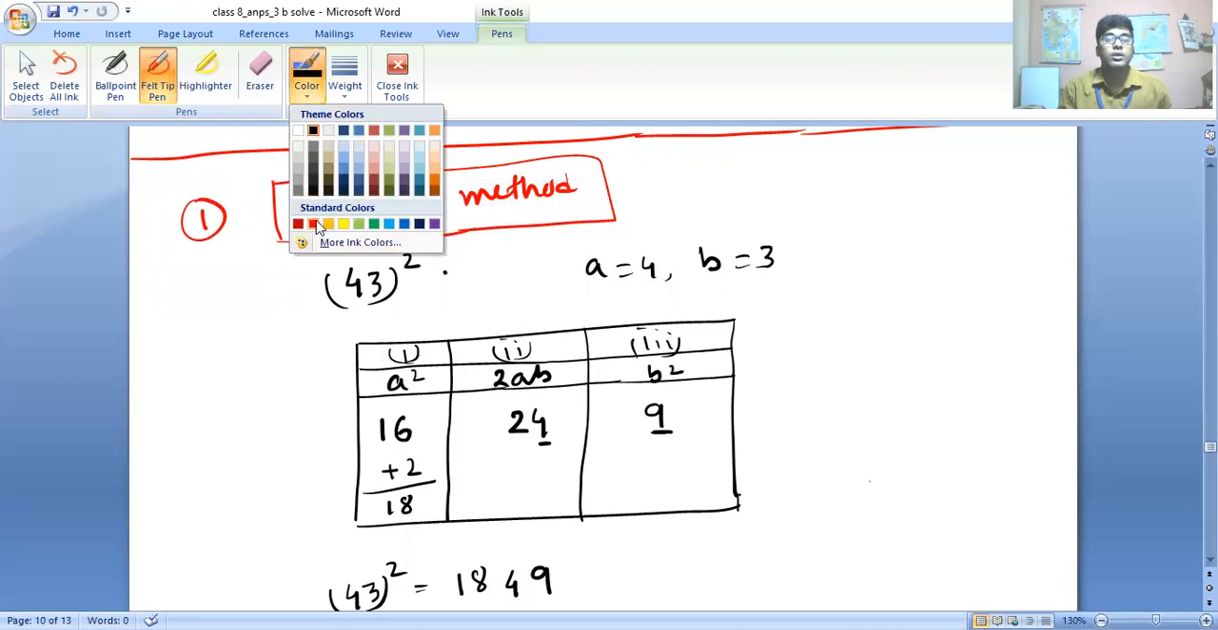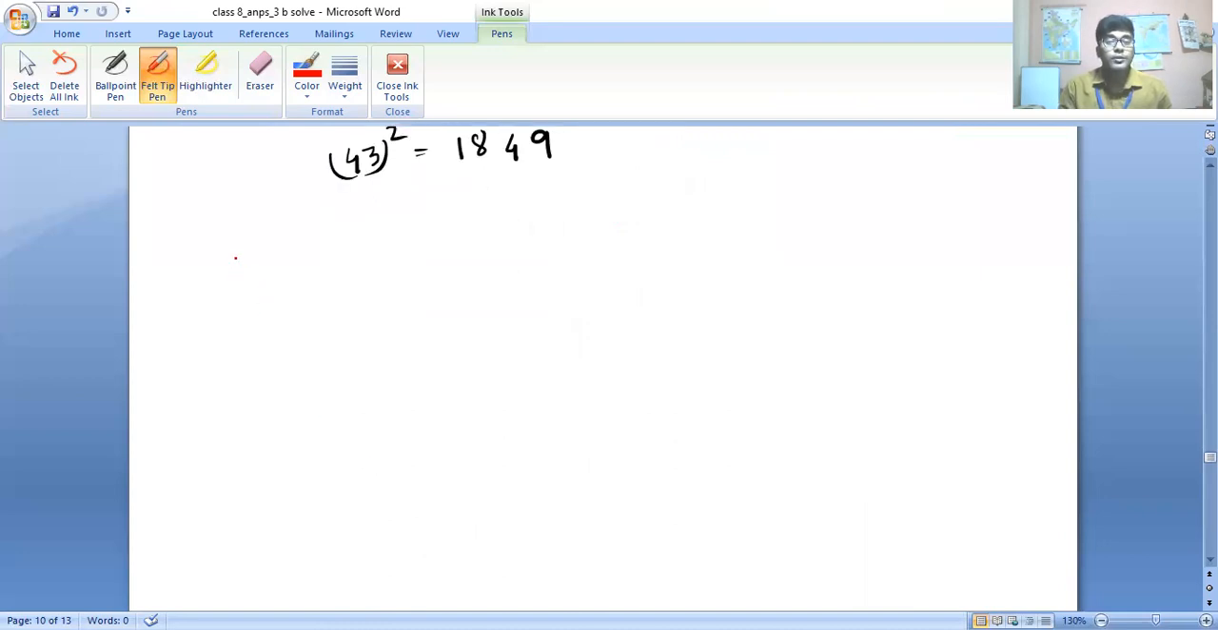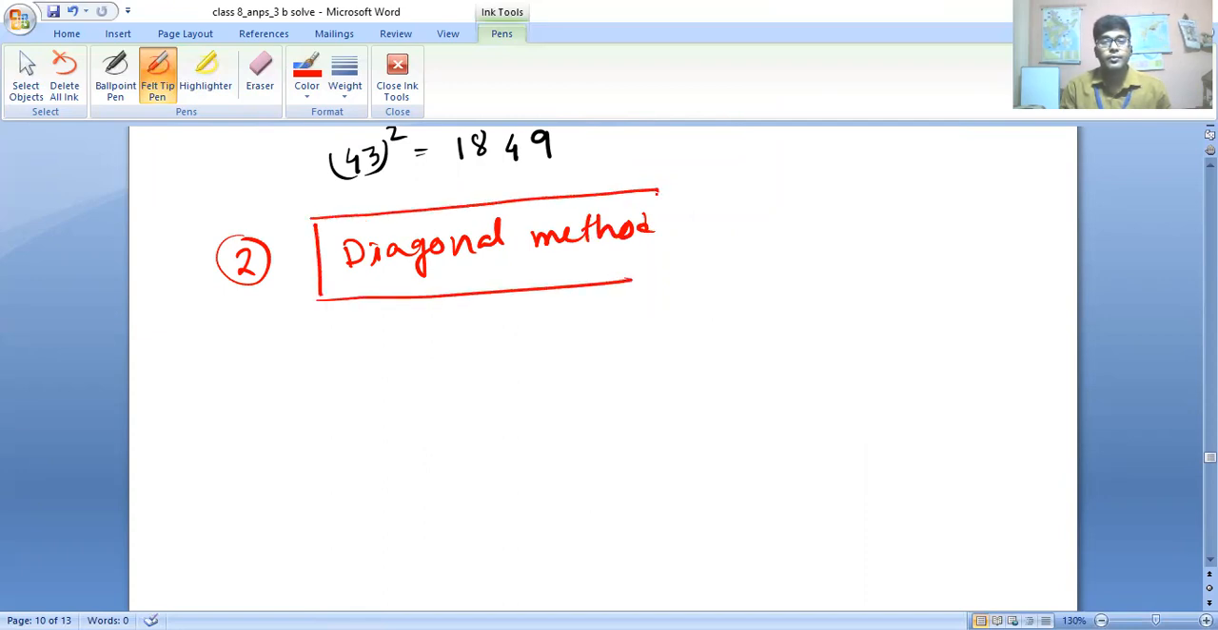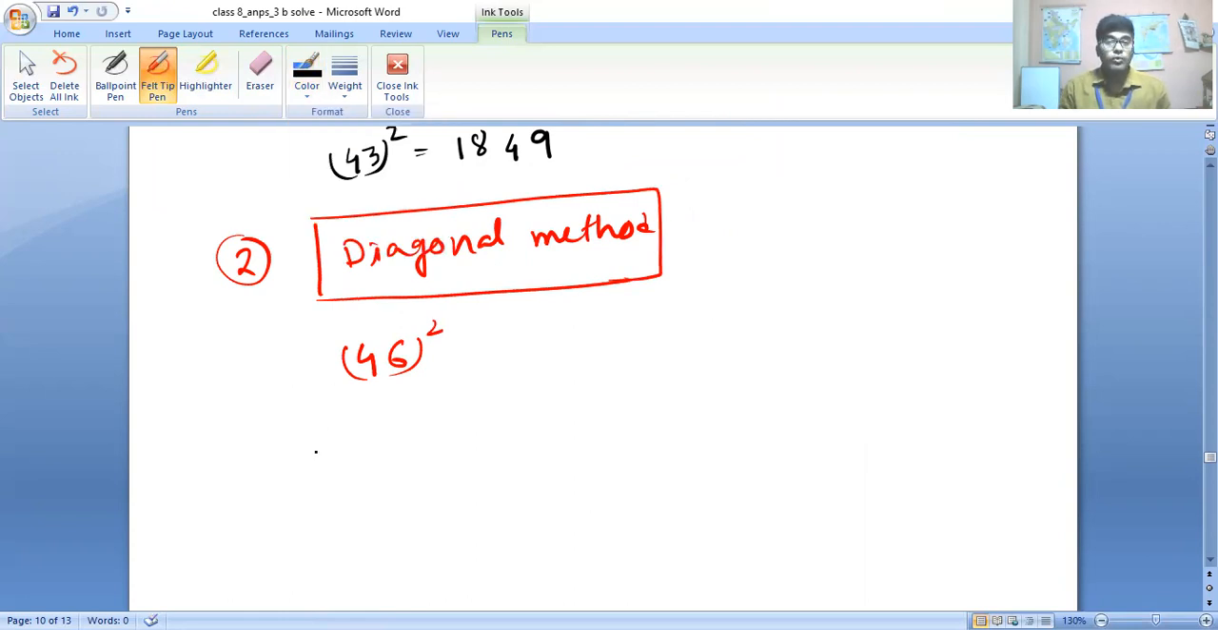Let us do the next method, which is called the diagonal method. So in the diagonal method, how do we do it? This is also very easy. Suppose we are doing 46. Okay. So here also we will make one table.